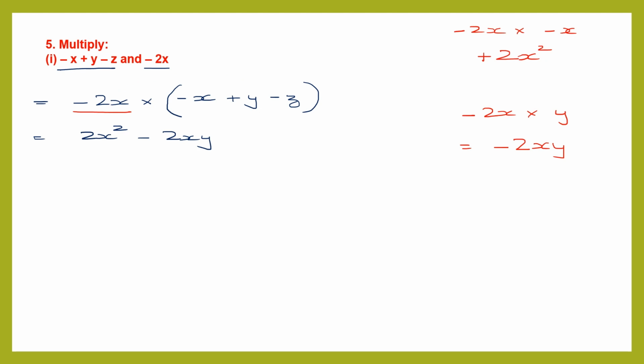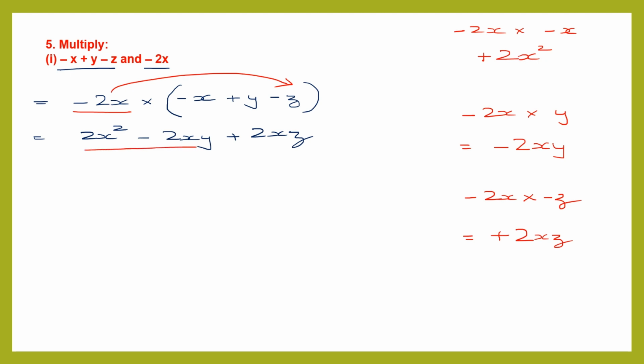Now let's multiply this with the third term. So that is minus 2x into minus z. So we have minus into minus, which is plus. And then we have 2, the number 2 is all by itself, so 2, and then x and z, there's only one of each. So that is plus 2xz. So what is our answer here? Our answer is 2x square minus 2xy plus 2xz.